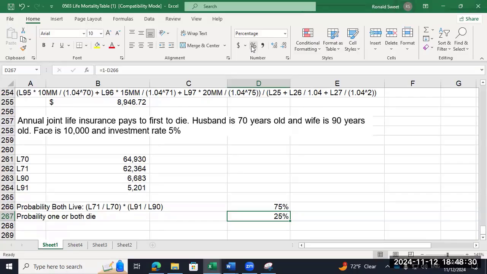And that's going to be a key point. You're going to have to see this. 25% chance. If they were both in their 20s, the probability that 1 or both would die would be really, really low. All right, so that's going to be key for looking at this product.